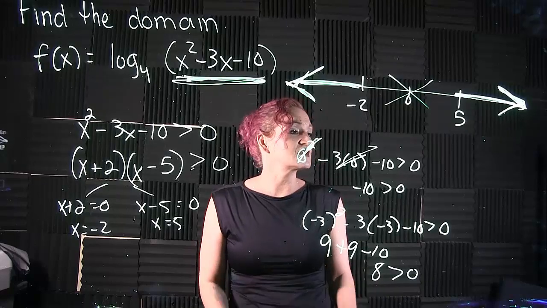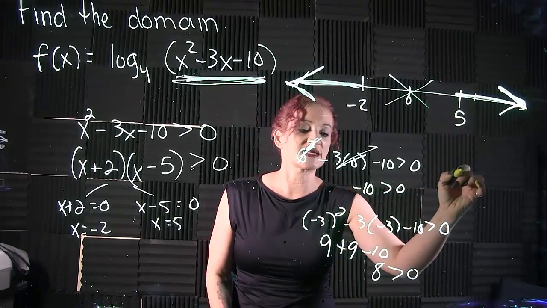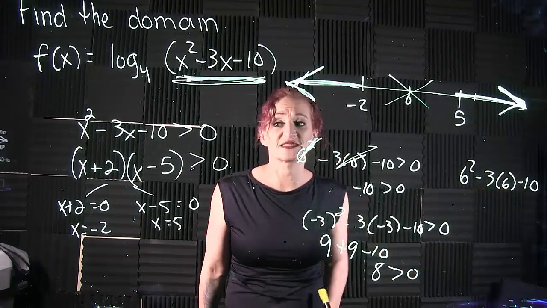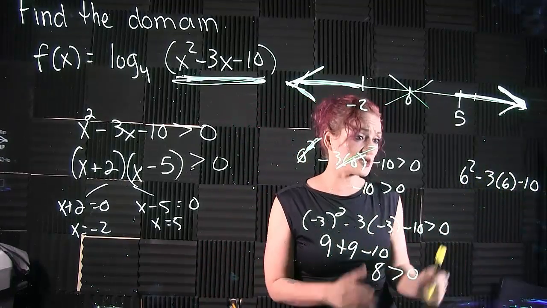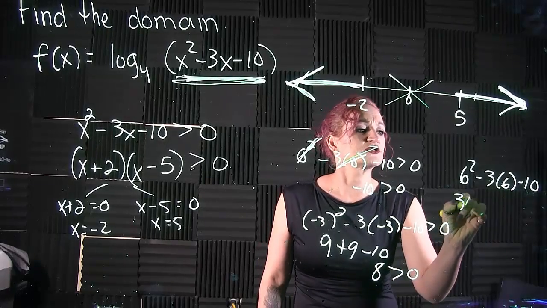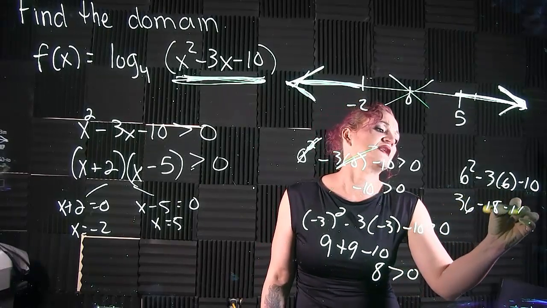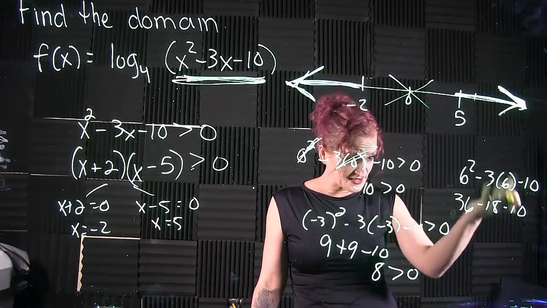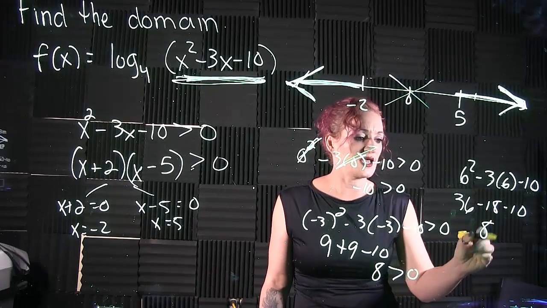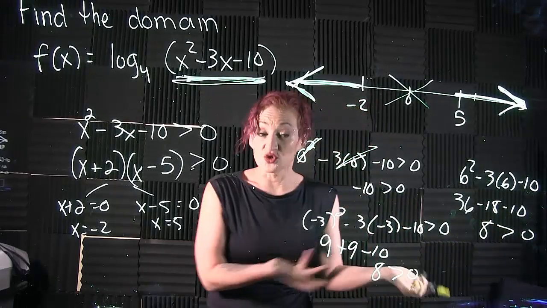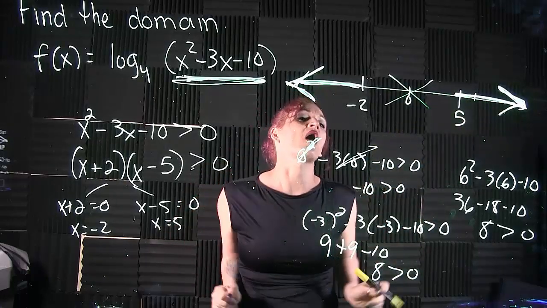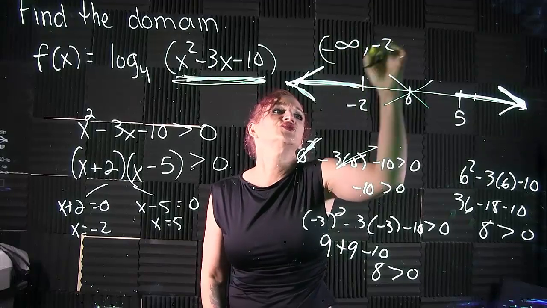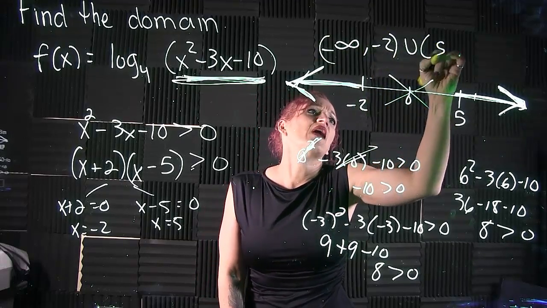We'll see that the same thing is true if we plug in a 6. You have 6 squared minus 3 times 6 minus 10. Is this greater than 0? 6 squared is 36, minus 18, minus 10. That gives us 36 minus 28, which is an 8, and 8 is definitely still greater than 0. So our domain for this given function is negative infinity to negative 2, union 5 to positive infinity.